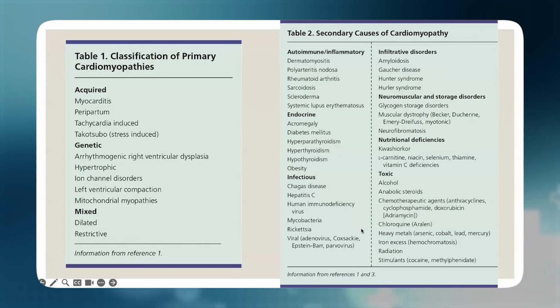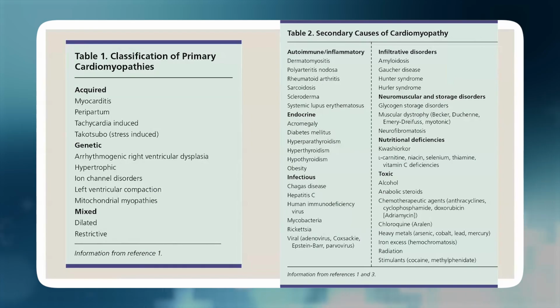Among secondary causes of cardiomyopathy, we have the infiltrative disorders like amyloidosis, Gaucher's, Hunter's, Hurler's. Among these, amyloidosis is quite common. Among autoimmune, sarcoidosis is quite common, which might present as a systemic disorder or purely as cardiac sarcoidosis. In endocrine, commonly we find cardiomyopathy in hyperthyroidism, in acromegaly, and sometimes in diabetes mellitus, but in that the effect on heart muscle is multifactorial.